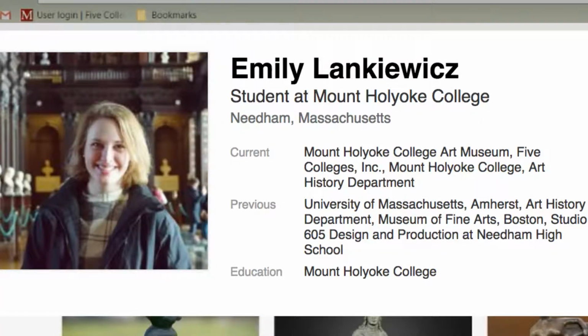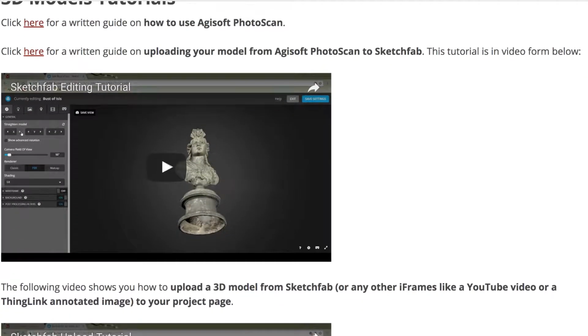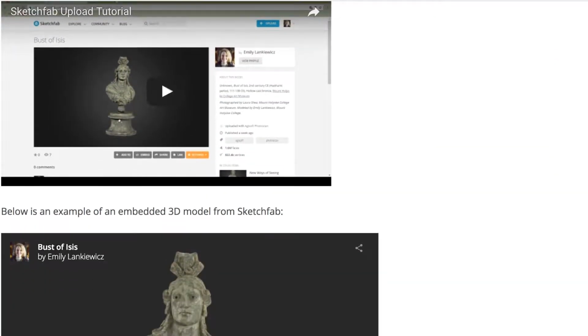I had 2 fantastic TAs. One of them, Emily Lankiewicz, is a senior at Mount Holyoke College, and she was a whiz with Agisoft. She gave us 2 in-class workshops. In the first one, she, in broader terms, introduced the students to these 3D modeling devices, Agisoft, and then how it lives on Sketchfab. And then Emily also provided both video tutorials as well as PDF tutorials about how to use these 3D modeling devices.